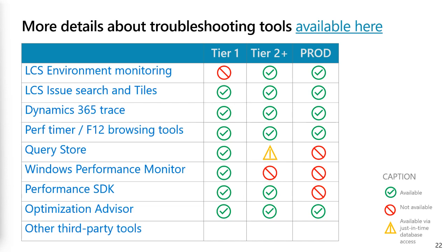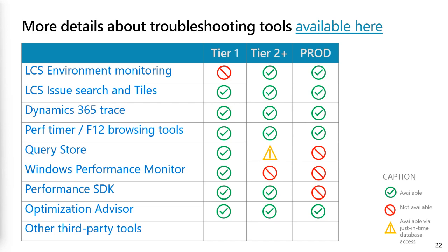LCS monitoring is not available for Tier 1 since the telemetry is not collected for this type of environments. The query store requires SQL database access, which is not available for production environments, but you can use it with the just-in-time database access requests to access the database and query store for Tier 2 Plus environments. And this is very handy to analyze the SQL details like execution plans.